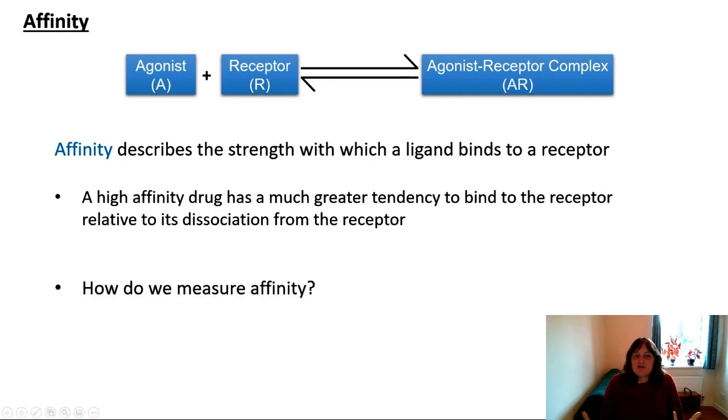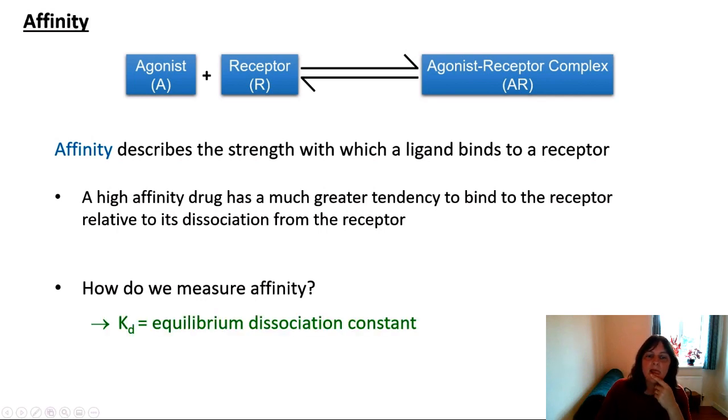Now, how do we measure affinity? Because we do want to measure affinity. If we've got 10 different compounds and we want to think, well, which one might be a good drug going forward to develop? We're really looking for a drug that's got high affinity. We want it to bind well. And we do that by measuring this thing called the KD value. And the KD is an equilibrium dissociation constant, and it can be measured from a graph. And we can use this in order to calculate a drug's affinity.